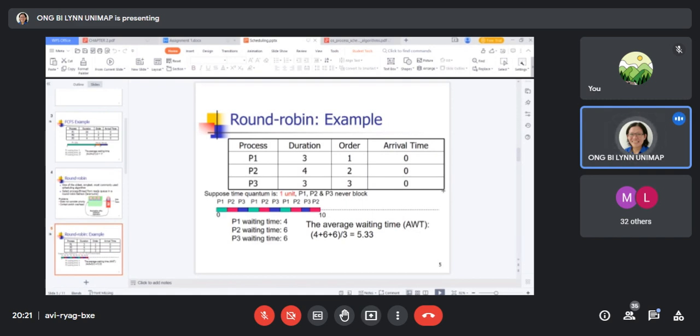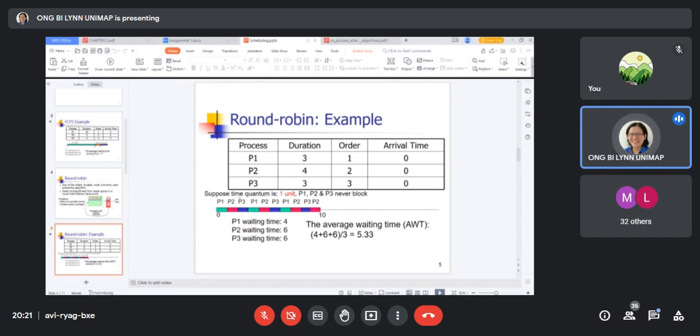Okay, let me explain one more time. In round robin, in this case, it's quite simple. You have 3 processes. With P1, the duration is 3. P2, the duration is 4. And P3, the duration is 3. It says that you are using a quantum of 1 unit. So at one time, it can only process 1 second.